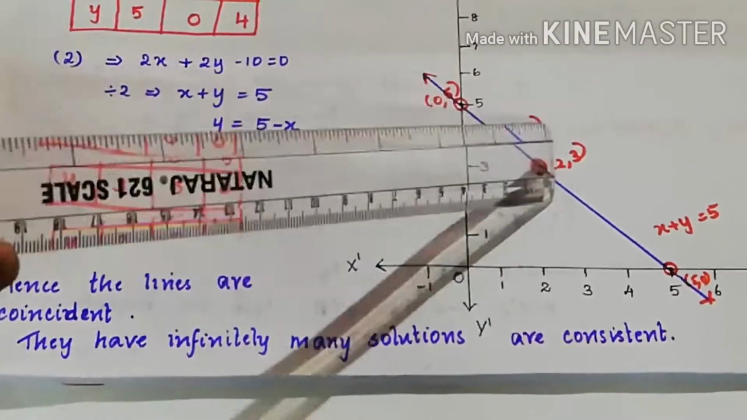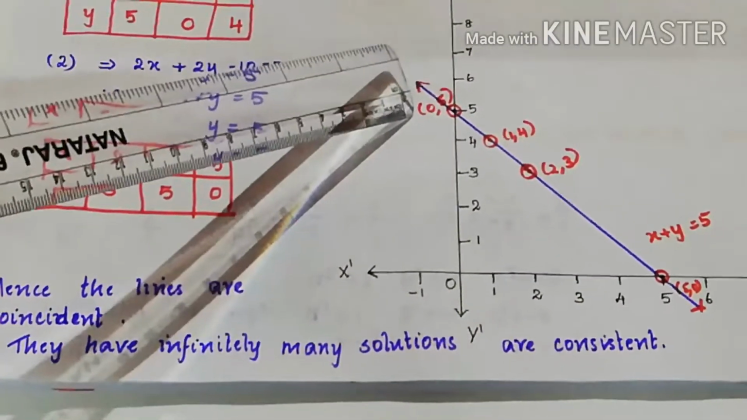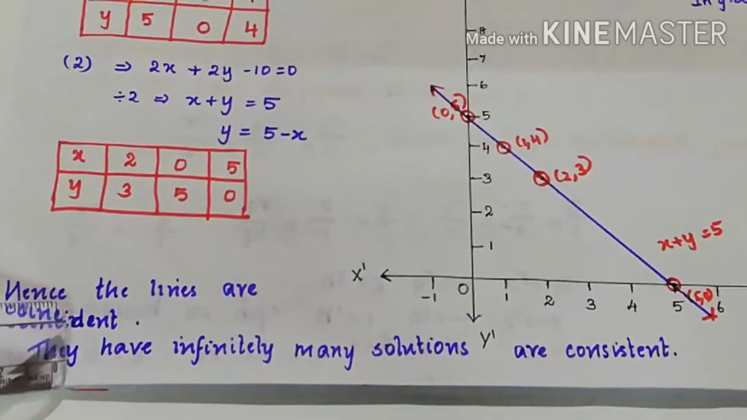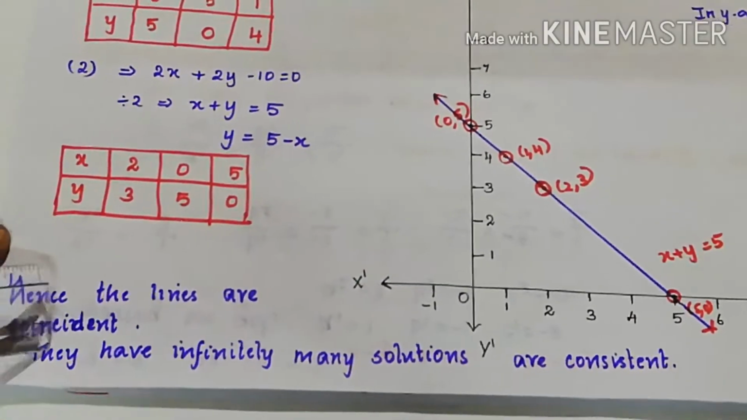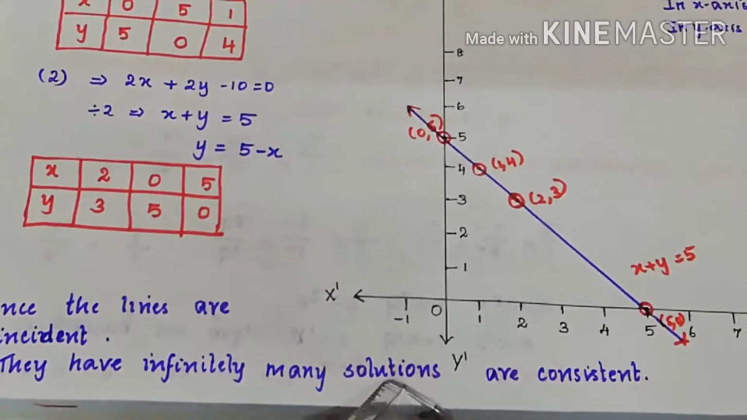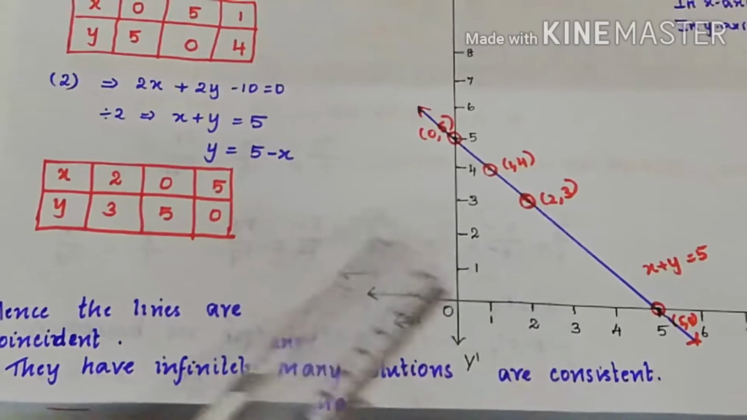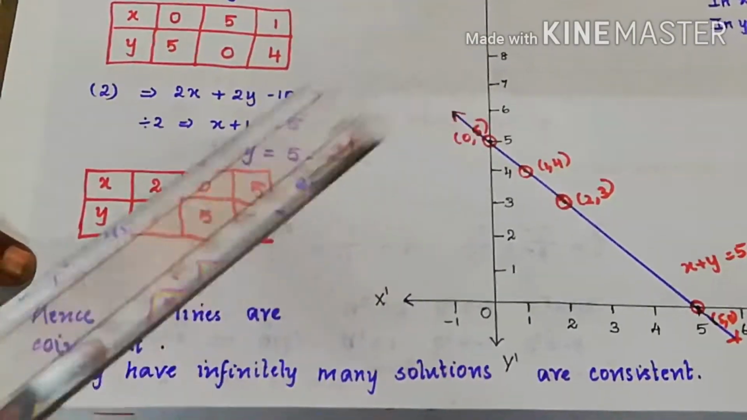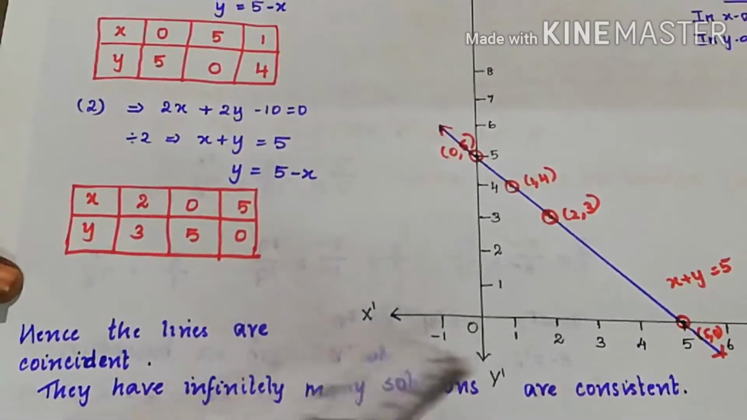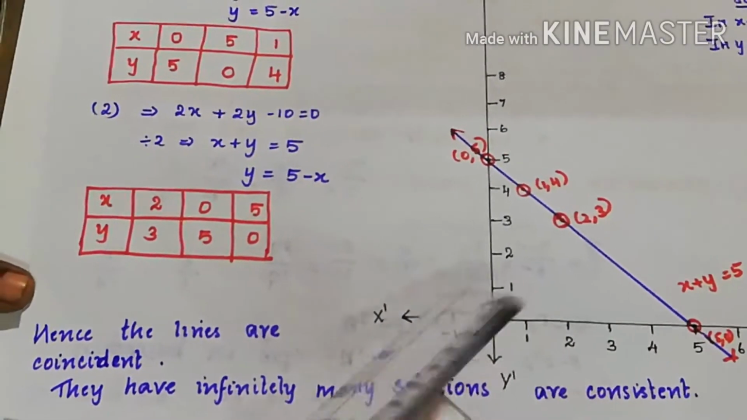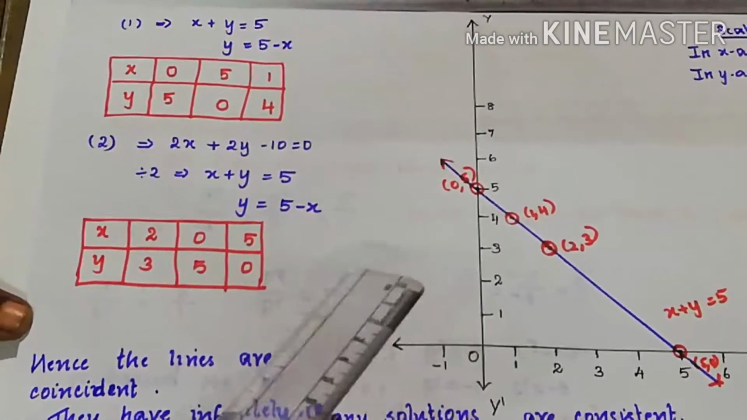Here how many solutions are there? Here an infinite number of solutions are there. So what will you conclude about the solution for this sum? You have to say the lines are coincident, so they have infinitely many solutions, and hence they are consistent. This is what you are going to conclude. You are going to say how the lines are, what the solution is, and then that it is consistent. These 3 points you have to conclude at last. Is it clear?